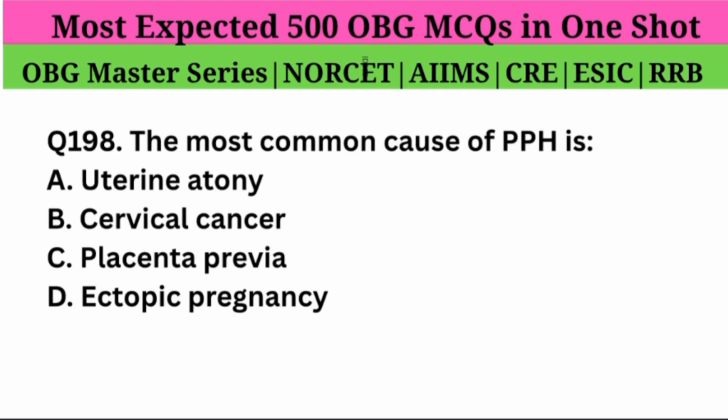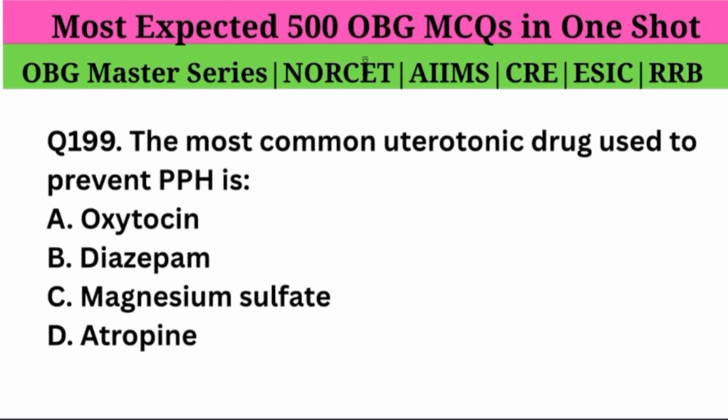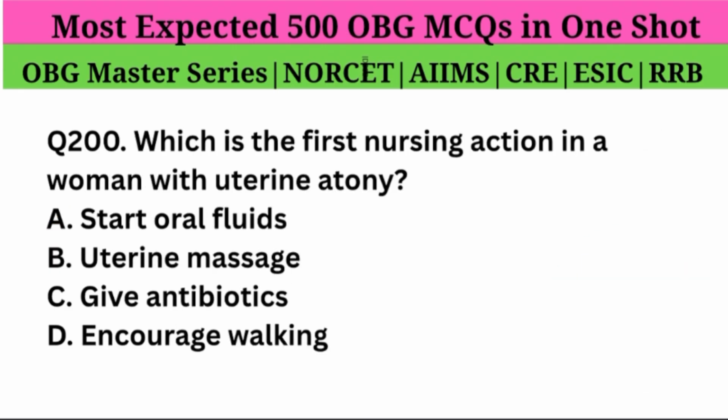Next question. The most common cause of PPH is. Your correct option is option A, uterine atony. Next question. The most common uterotonic drug used to prevent PPH is. Your correct option is option A, oxytocin. Next question. Which is the first nursing action in a woman with uterine atony? Your correct option is option B, uterine massage.